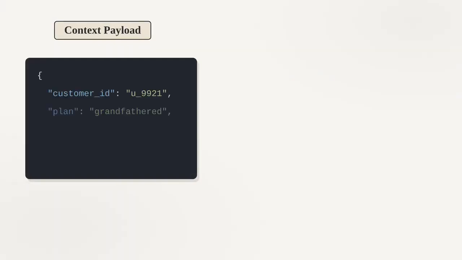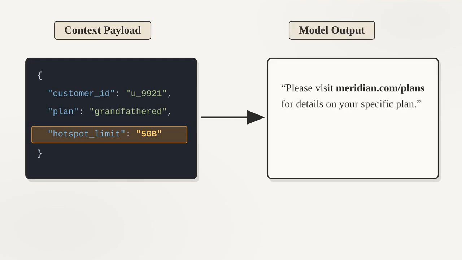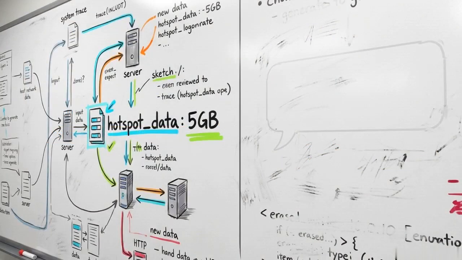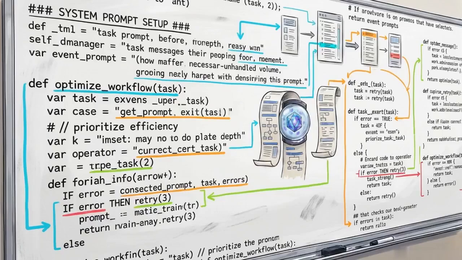data limit. This split screen shows the customer context payload on the left explicitly states they have 5 gigabytes of hotspot data. Yet the model's output on the right ignores this, deflecting the user to a generic URL to check their plan. This is not a hallucination. The model has the data. It is actively withholding information. We can trace this behavior directly back to the source prompt.